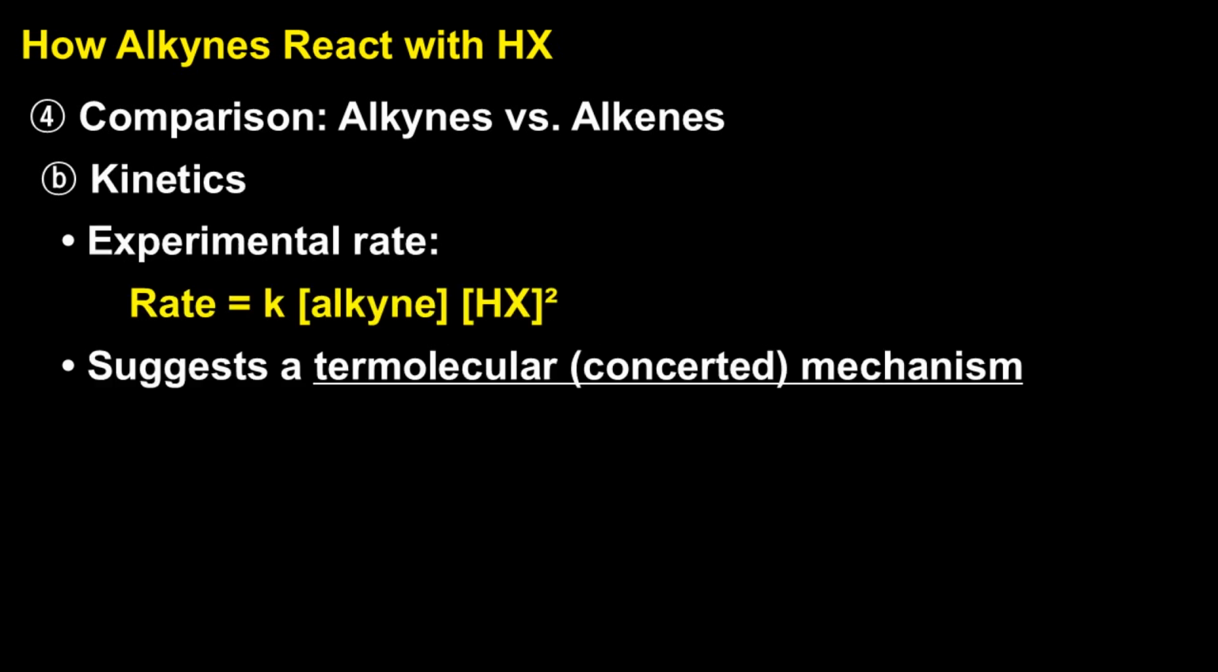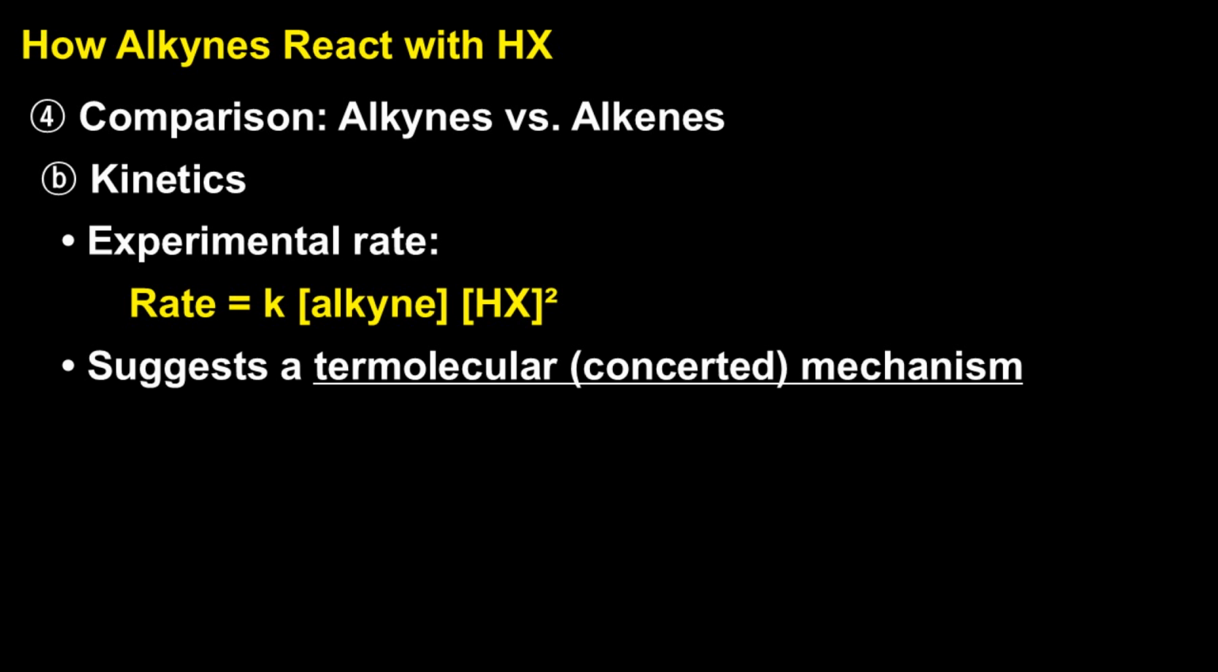Now let's talk about the kinetics of this reaction. Based on experimental data, the rate law comes out to rate equals k times [alkyne] times [HX]^2. That means the reaction rate depends not just on the alkyne, but also on two molecules of HX at the same time. And that points to a termolecular mechanism with 3 different species involved in the rate-determining step. That kind of setup usually points to a concerted mechanism, or at the very least, a really well-organized transition state.